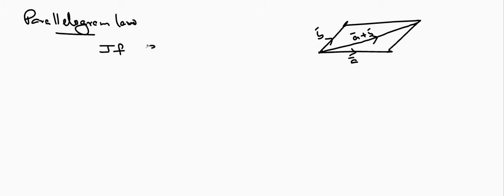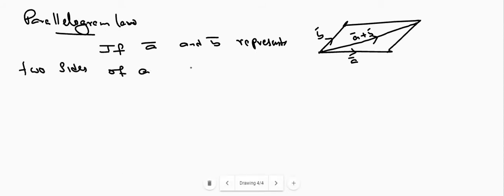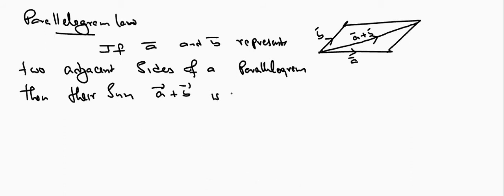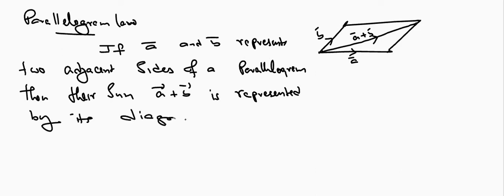Now we can write, if A vector and B vector represent two adjacent sides of a parallelogram, then their sum, A vector plus B vector, is represented by its diagonal co-initial with A vector and B vector. That is, co-initial vectors means which start from same point.